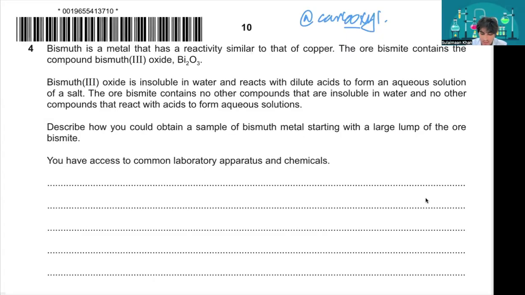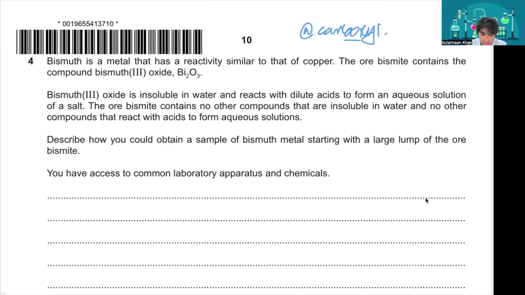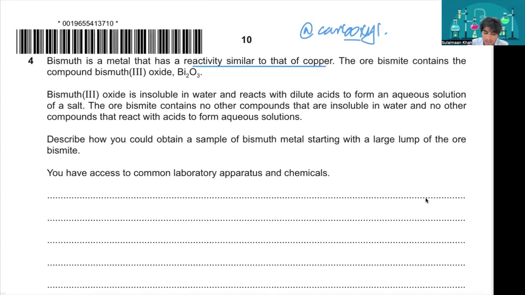You want to do this? So this is also solubility, and this also has to do with reactivity. Bismuth oxide, you could obtain bismuth from bismuth oxide through multiple methods. You could melt it and use electrolysis. You could even react it, because it has similar reactivity to copper, with any metal more reactive than bismuth, and whatnot.